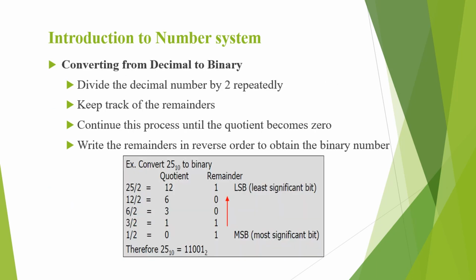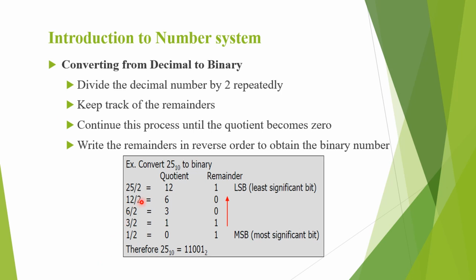So, converting from the decimal number system to the binary number system. A number in the decimal number system, its representation in the binary number system can be obtained by dividing that decimal number by 2 repeatedly till the quotient becomes 0. Meanwhile, we have to keep track of the remainders obtained and then write the remainders in the reverse order to get the binary representation.